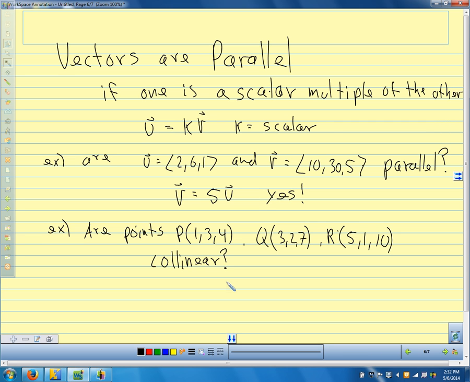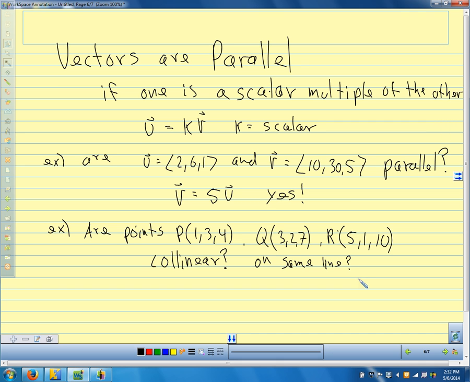So the first thing we need to figure out is what do we mean by collinear? What are we asking? Are they all on the same line? So this question is asking us, are these points on the same line? Can we draw a line that goes through these points? Co means together, linear means line, so together on a line.